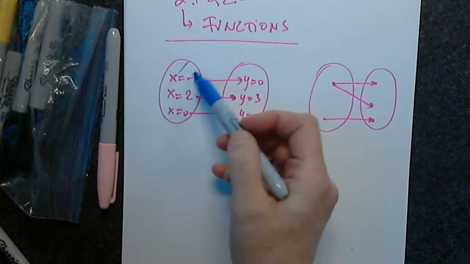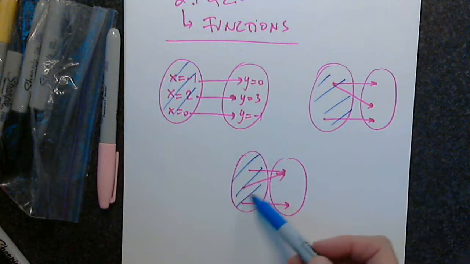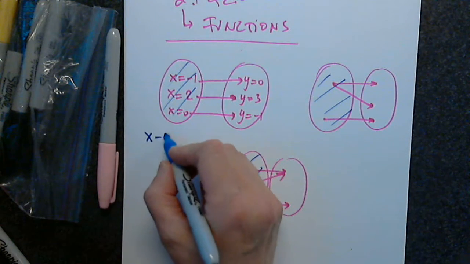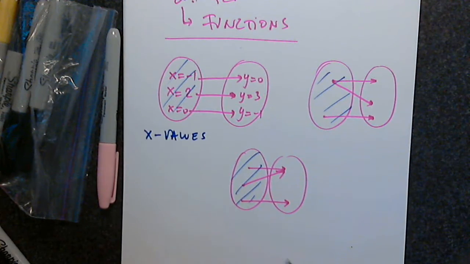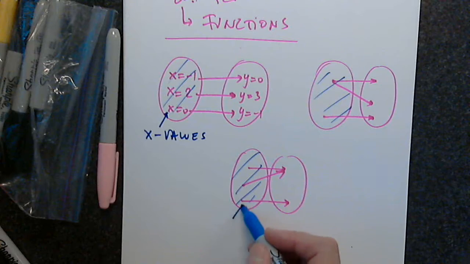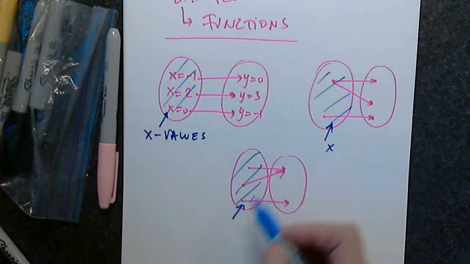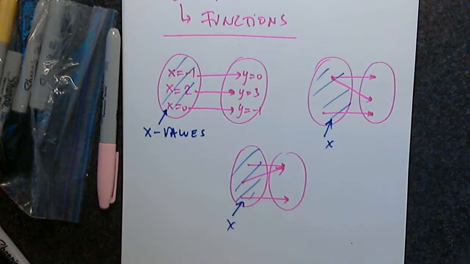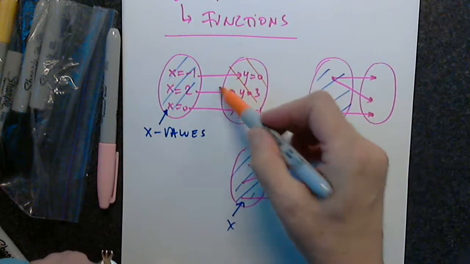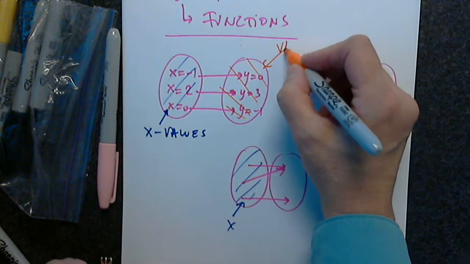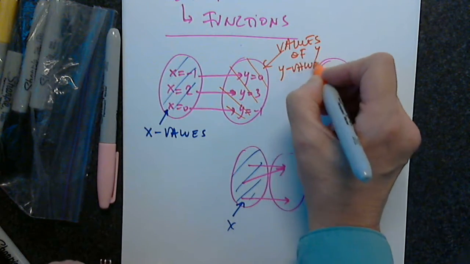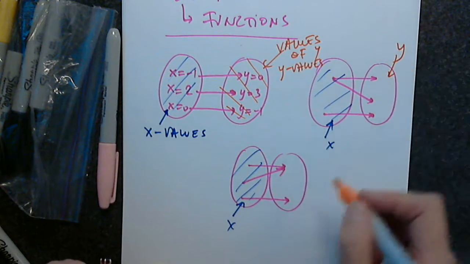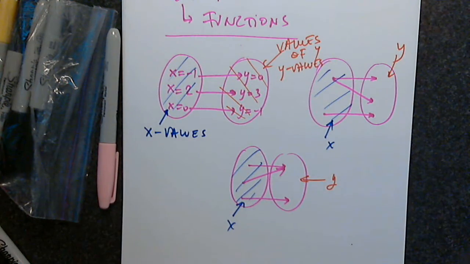The first set, for all of them, represents values of x. X values for all first sets. Of course, the second set represents values of y. Values of y, or y values. Same thing here, y, same thing here, y.